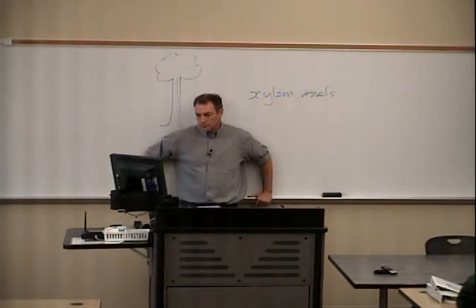Because of cohesion and adhesion, transpiration creates a tension from leaf cells through the xylem to the roots that pulls water molecules up the plant.